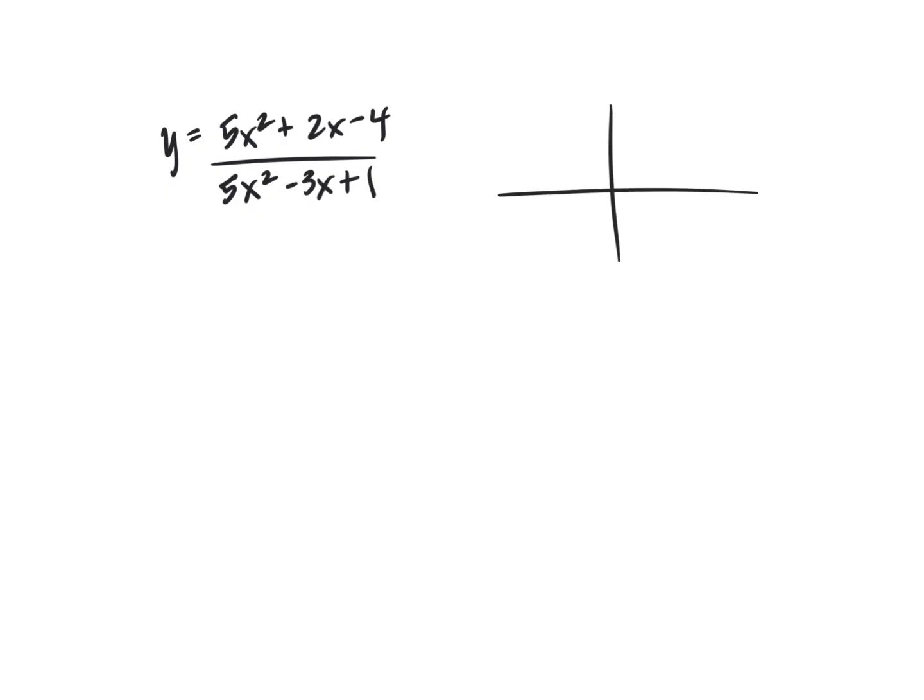Let's remind ourselves, what makes these asymptotes? If I were to give us y equals 5x squared plus 2x minus 4, you don't have to write this down, over 5x squared minus 3x plus 1. Anyone remember what that horizontal asymptote would be? Yes, Mara. Mara said 1. How'd you get that, Mara?